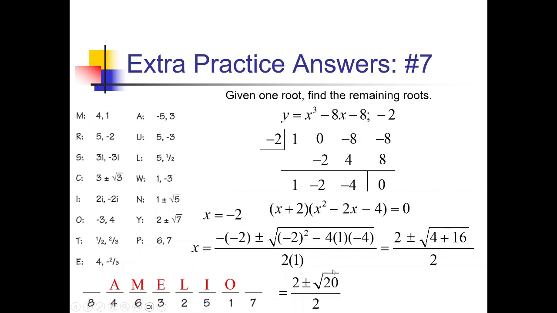Now the square root of 20, I can break that up into radical 4 and radical 5. Square root of 4 gives me a 2 radical 5 if I simplify that. And now I can divide each of these terms by 2 to get 1 plus or minus 1 radical 5. So 1 plus or minus radical 5 is this answer choice here, N, so that's going in spot 7.